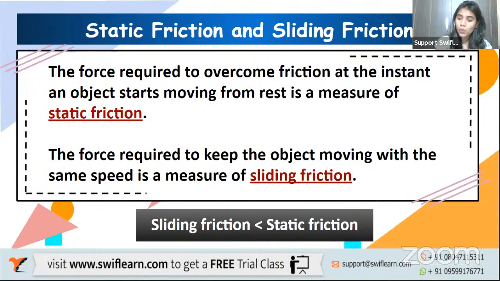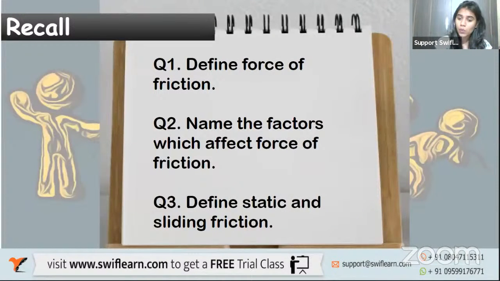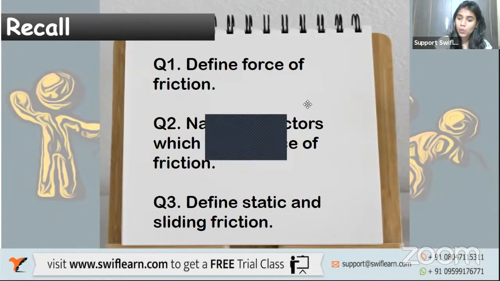That means the friction is more in static friction. Static friction is more than sliding friction. So static friction will always be greater than sliding friction. Clear?